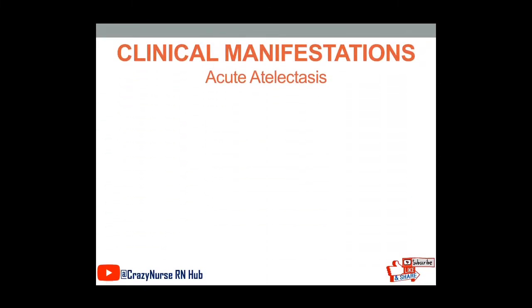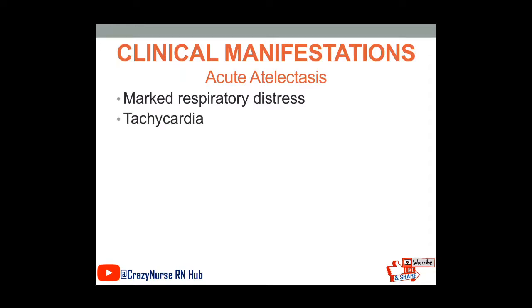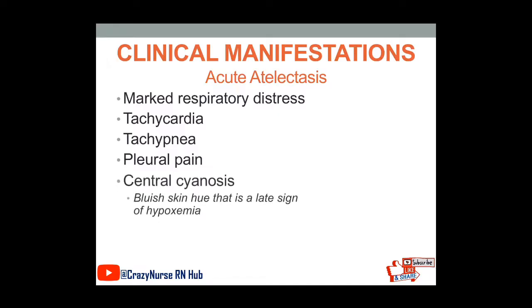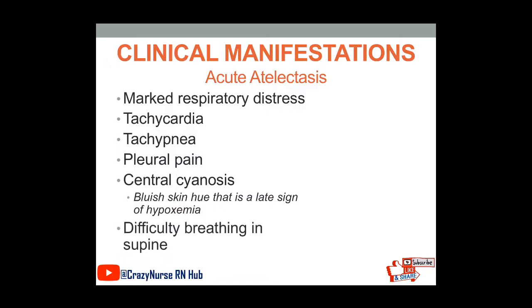For the clinical manifestations of acute atelectasis, it is marked with respiratory distress, tachycardia, tachypnea, pleural pain. We also have central cyanosis. It means there is a bluish skin hue that is a late sign of hypoxemia. Difficulty of breathing in supine position. So these are the clinical manifestations under your acute atelectasis.